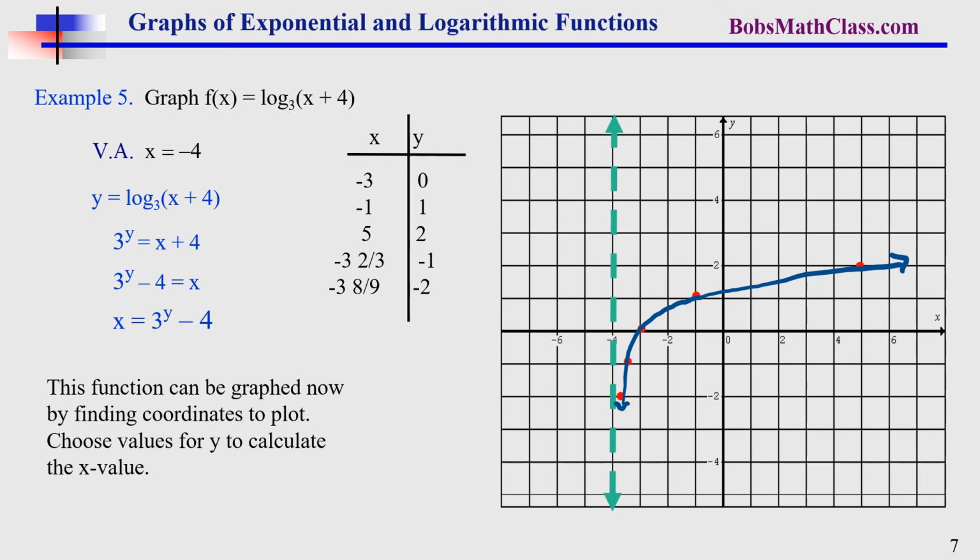All right, so if you have the log of something, set that something equal to 0 to get the vertical asymptote. Change it to exponential form, and then pick some points for y.